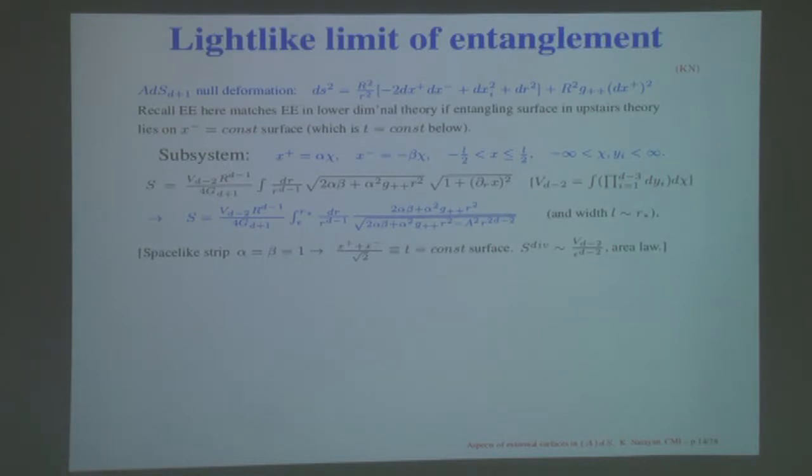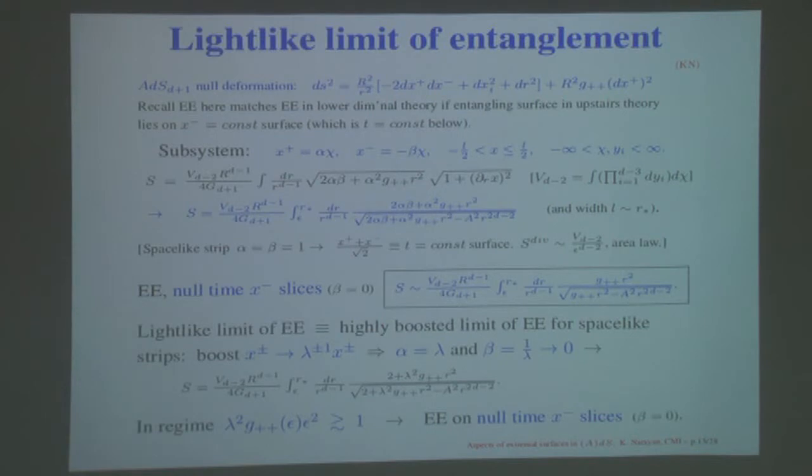So that's where this is coming from. That's where the leading divergence is coming from. Now, if I look at the other limit, which is the limit of interest here, it is a null time slice, an x minus time slice. For here, I would just set beta equal to 0. This would then give me x minus equal to 0 as a time slice, and this is just some parameter now.